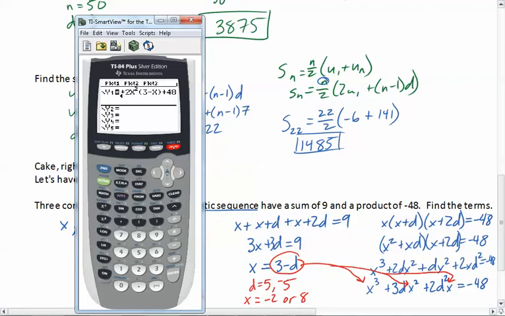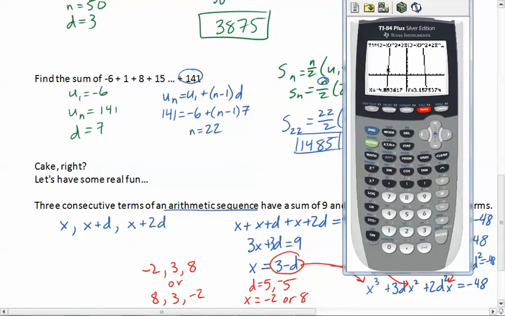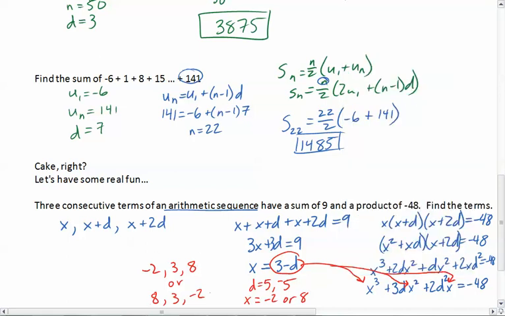I graphed it, which gave me a really nice graph, and then I calculated the zeros, which actually gave me zeros of negative 5 and 5. That meant d was 5 or negative 5. So 3 minus 5 is negative 2. And 3 minus negative 5 was 8. So that was my first term, negative 2 or 8, which meant that the sequence could be negative 2 plus 5, or it could be 8 minus 5 minus 5. Either of those two would work, and they both are the consecutive terms.